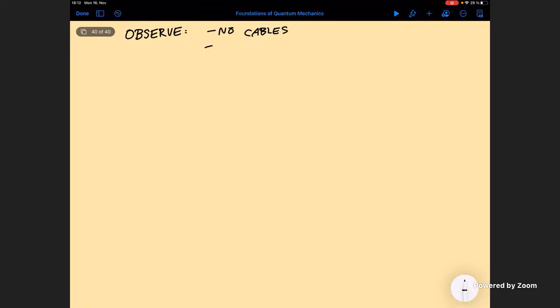So no cables, no radio waves, no light waves, and so on. No electromagnetic radiation. But then again, we know there are other mysterious physical fields and particles. For example, there could be communication via neutrinos, who knows? Or maybe other fields that we haven't discovered yet.